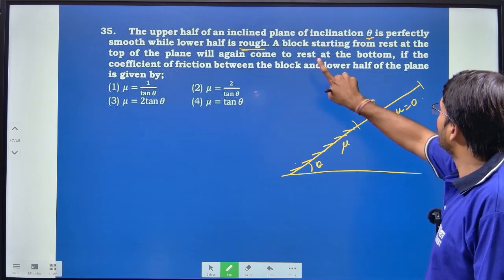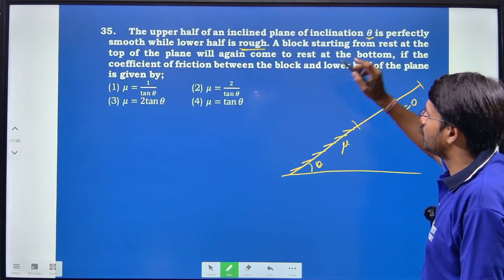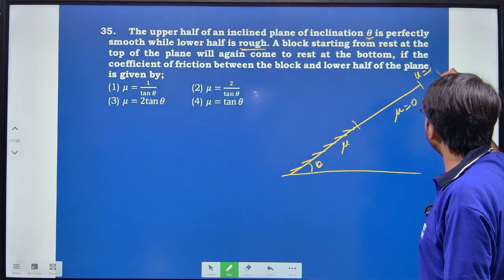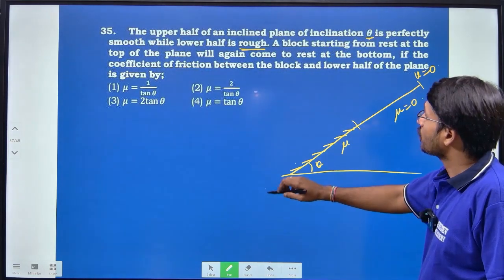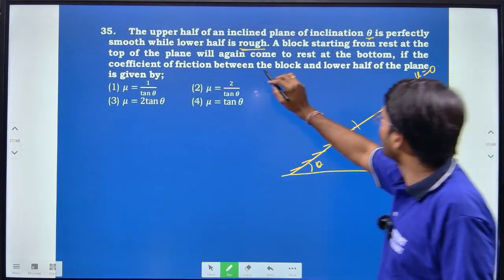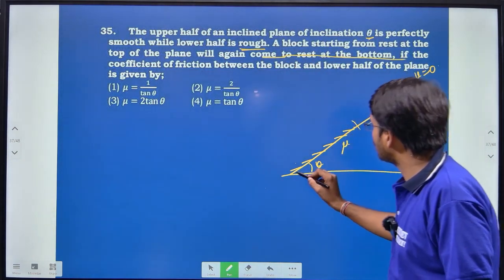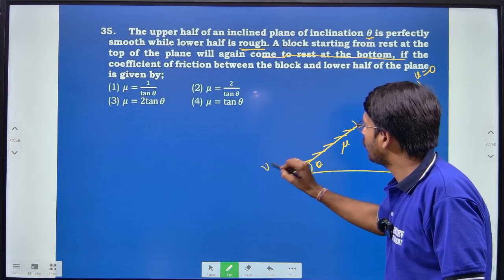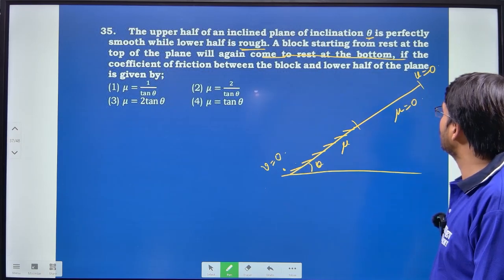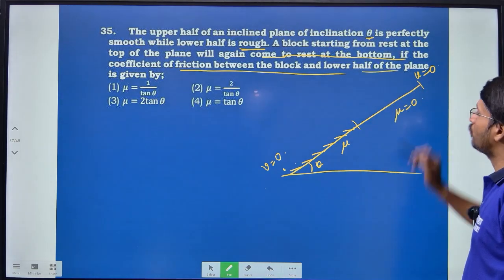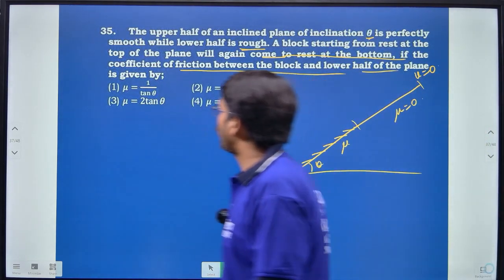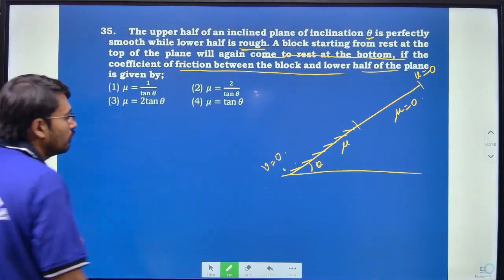Then a block starts from rest at the top of the plane. So at this particular point the initial velocity is 0, and if it comes to rest at the bottom also, then whenever it reaches this point, its final velocity is again 0. If the coefficient of friction between the block and the lower half of the plane is given, what is the value of mu? That we have to find out.